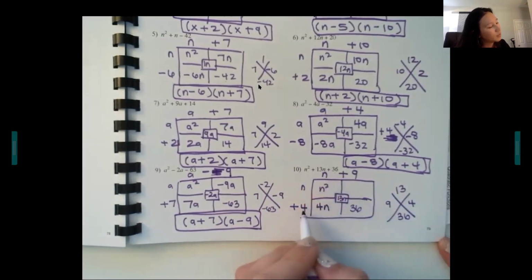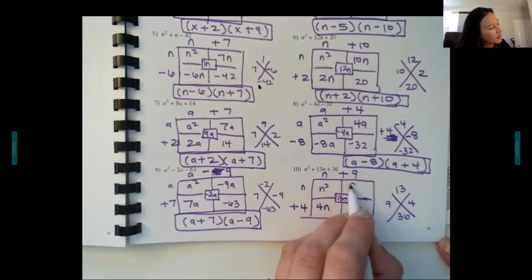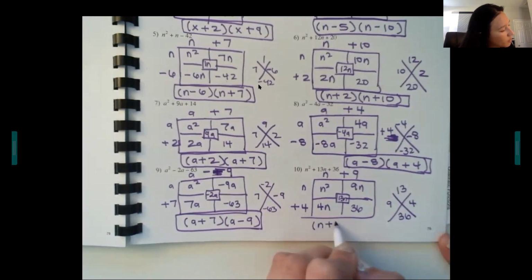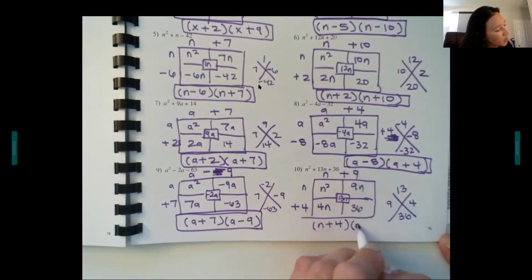4 times n is 4n. n times 9 is 9n. Now our two boxes combine to give us our 13n. And 4 times 9 multiplies to give us our 36. So the factored expression is n plus 4 times n plus 9.